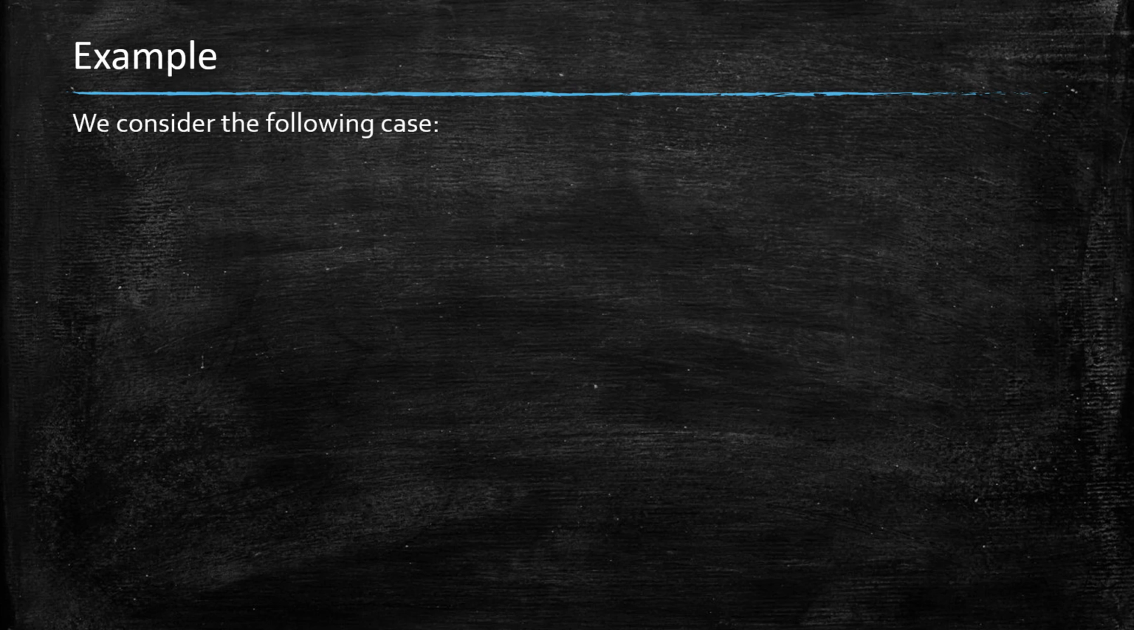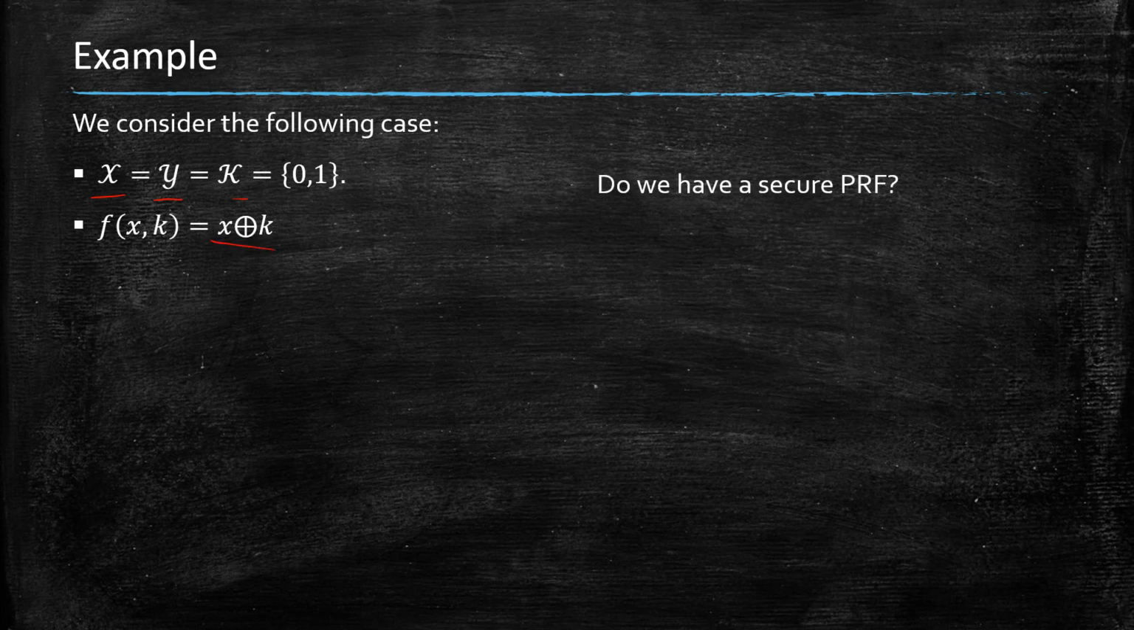So we consider the easiest case possible, which is where the domain, the range, and the key space are all {0, 1}. And the definition of the pseudo-random function is to XOR the input by the key. Okay. Now, do we have a pseudo-random function? Well, let's say our adversary.